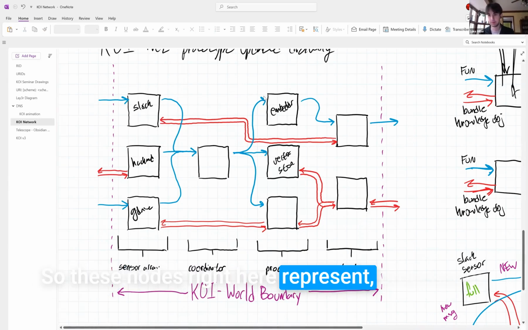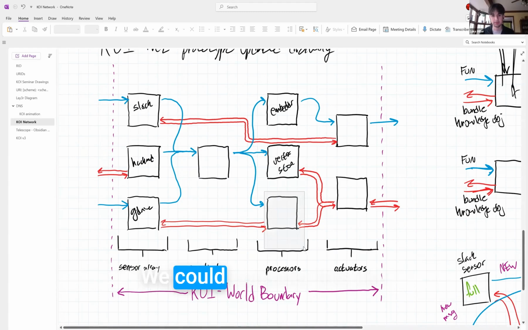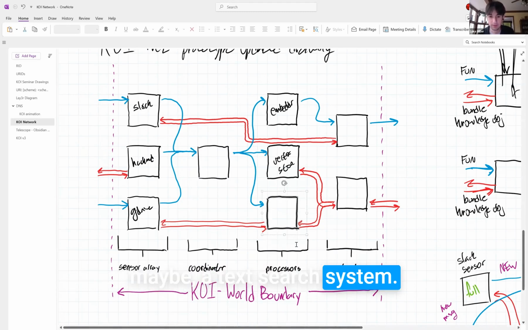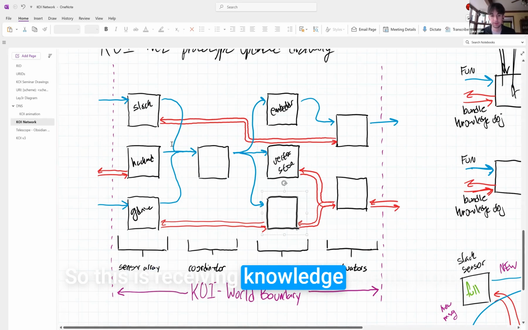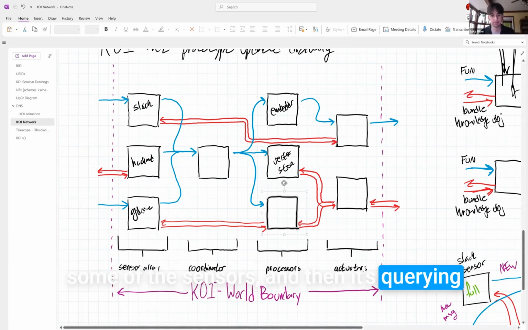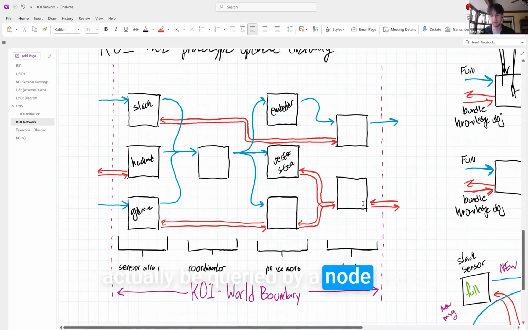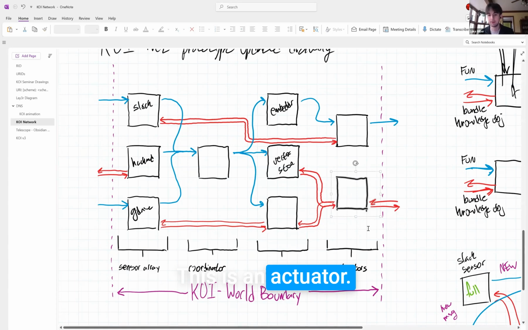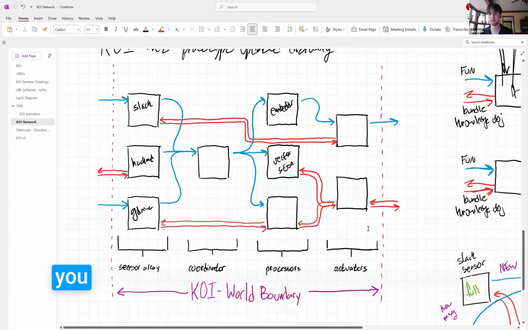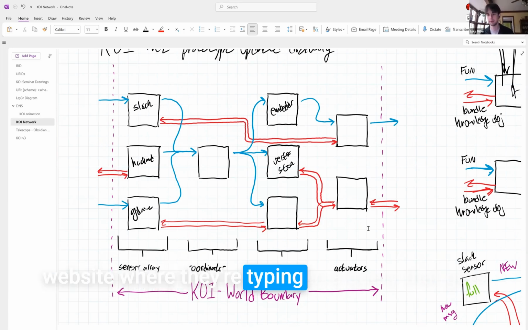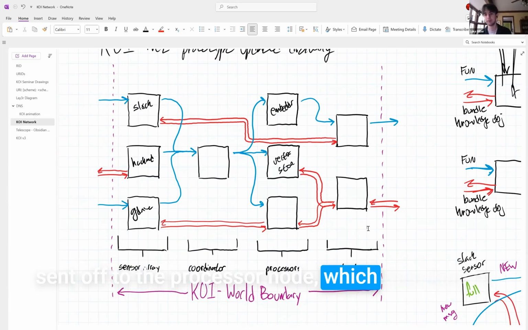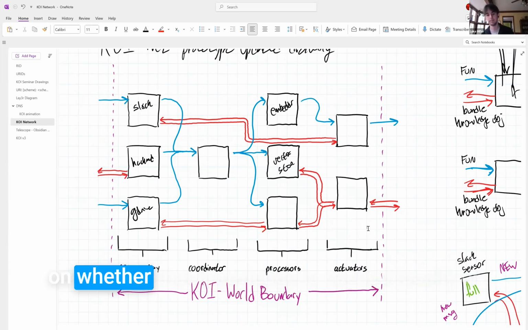These nodes right here represent processors, so they're doing knowledge processing. We can look at one example here. We could consider this maybe a text search system. It receives knowledge events from some of the sensors, and then it's querying the Google Drive sensor node directly to retrieve that knowledge object. And then this processor itself might be queried by a node that's further down in the system. This is an actuator. It might be a user interface, could be on the KMS BlockScience website, where someone's typing in a query that gets sent off to the processor node, which then distributes those queries as it needs, depending on whether that knowledge is cached locally or it needs to go out and fetch it from other nodes.